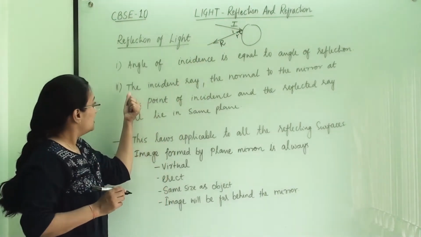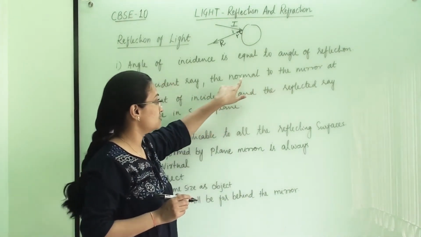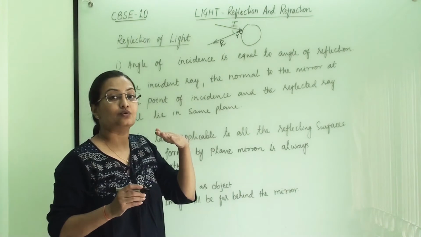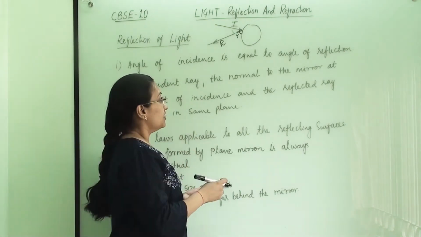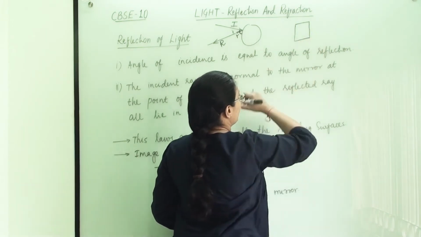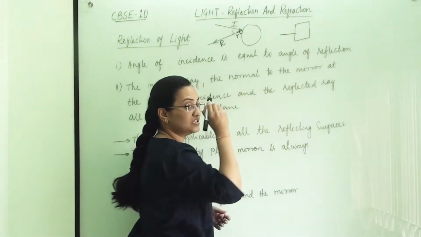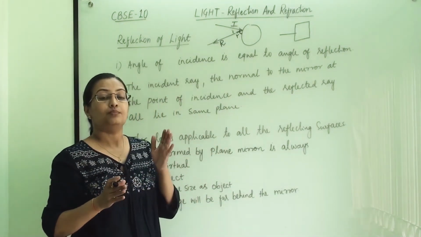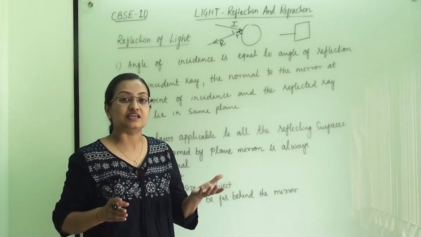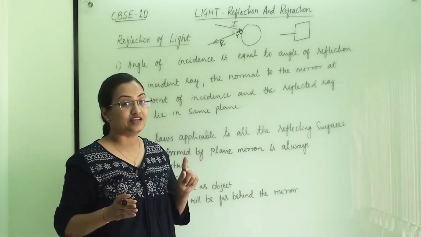Then second, the incident ray and the normal to the mirror. What is the normal to the mirror? A perpendicular line to the mirror. If we take this reflecting surface as a mirror, like this, then the normal to a mirror means the perpendicular line to the mirror. Normal is a perpendicular line to any given object.